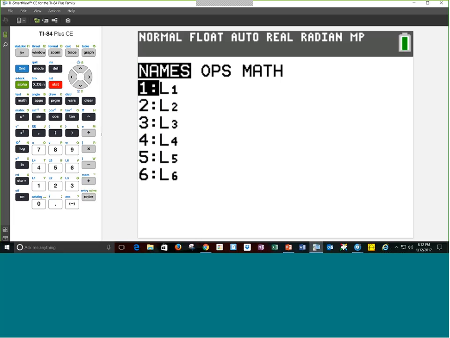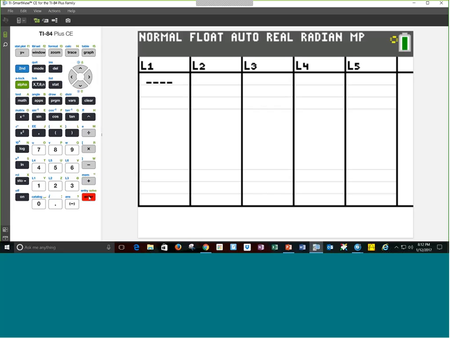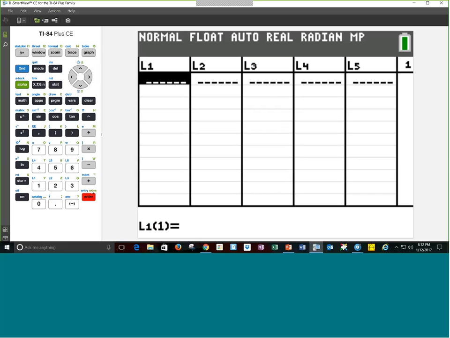I will go to Stats. Sorry about that. Edit. And maybe, there we go. And so I'm going to enter in list 1: 1, 2, 3, 4, 5. So this would be the upper limit on the integral from 0 to x of 1.5 dt. And then in L2, I will enter those areas.